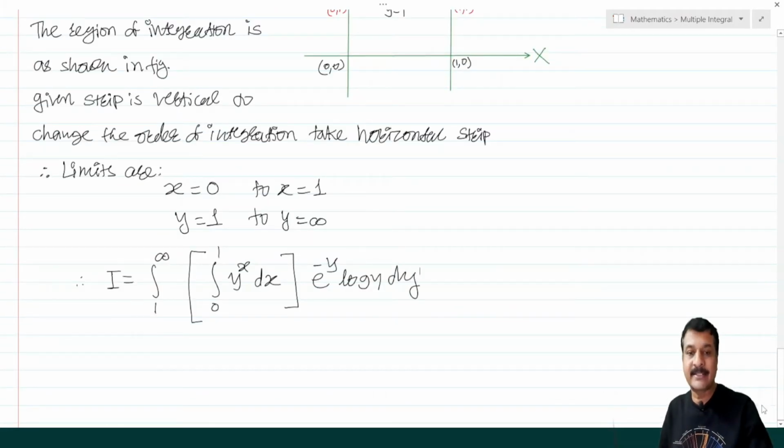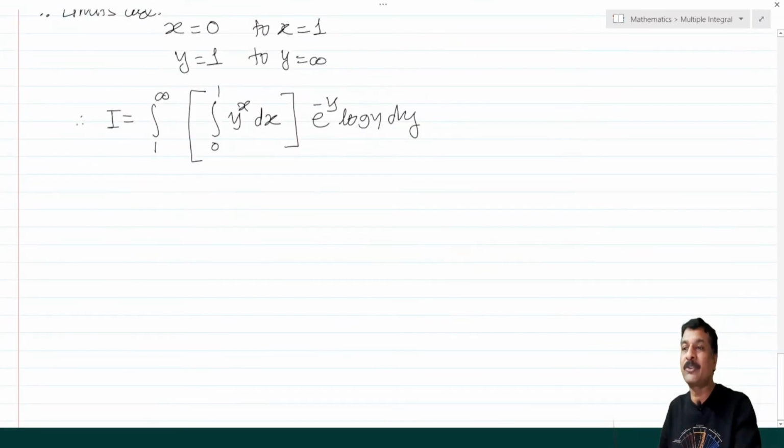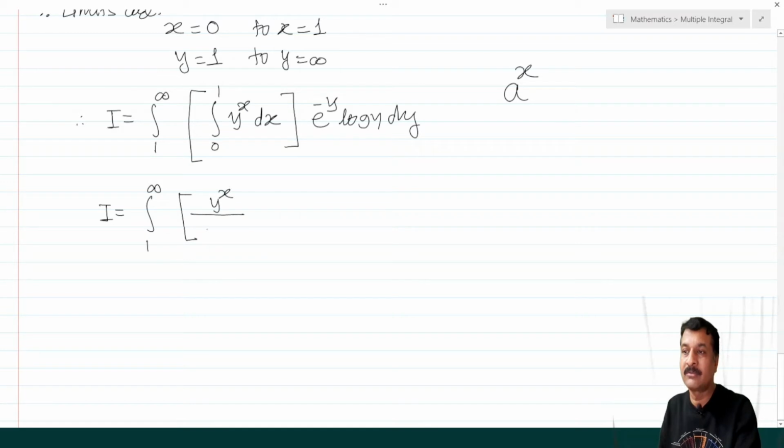So integrate it. It's very easy now. What is the integration of this with respect to x? Note that it is just like a raised to x, because here a is constant, here y is constant. And that is why I equal to integration 1 to infinity of, with respect to x, y raised to x upon log y, because y is a constant here, from 0 to 1, remaining as it is e raised to minus y log y dy.